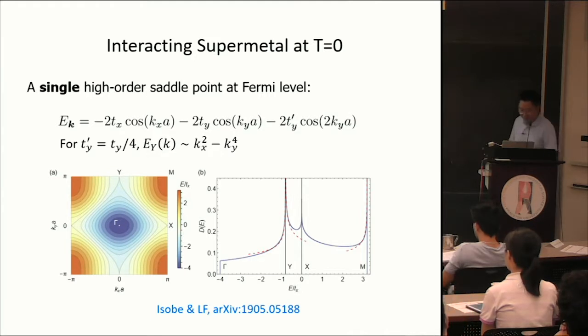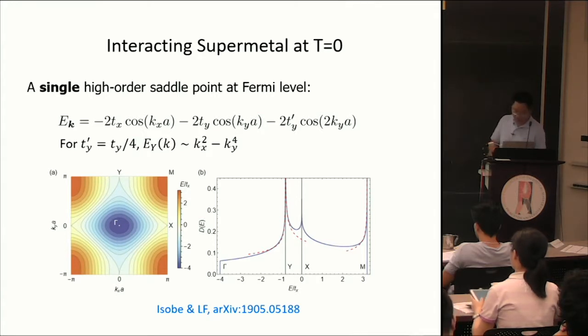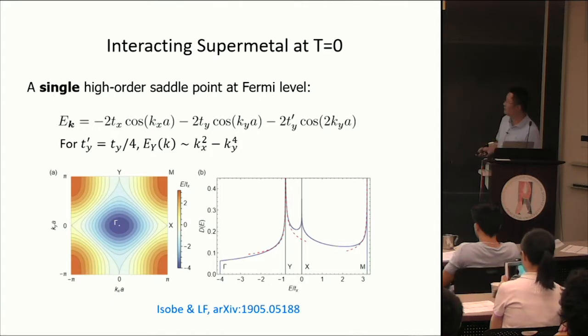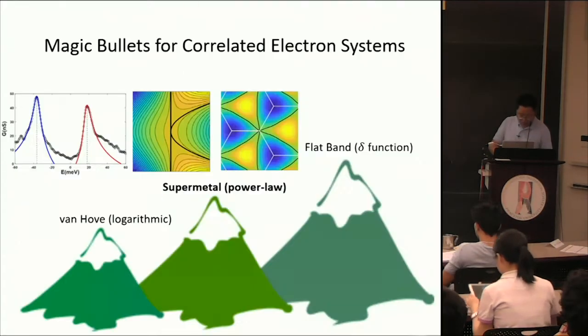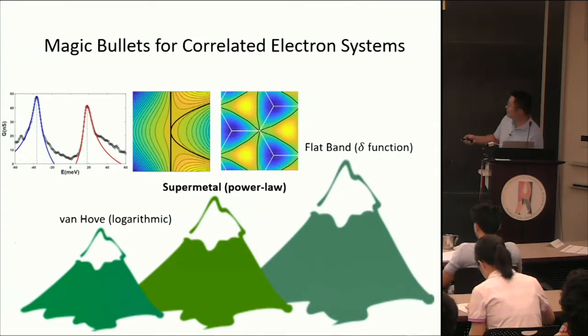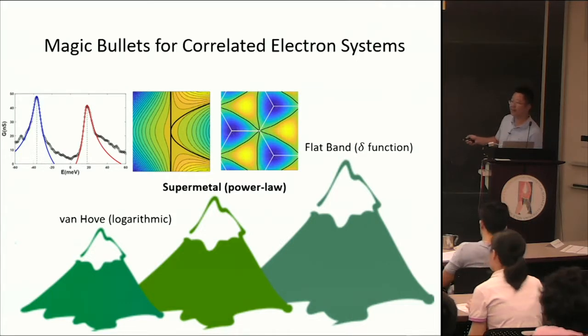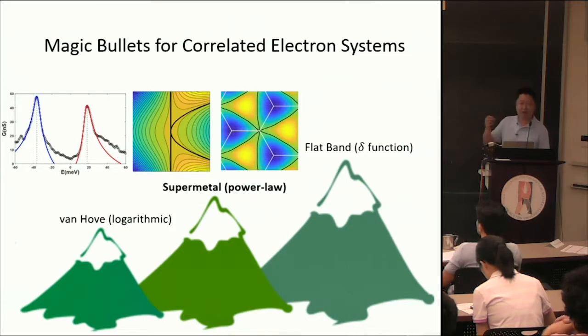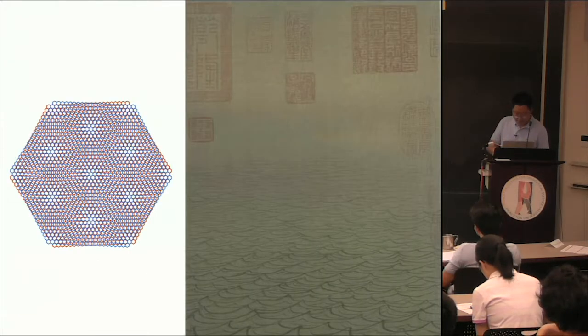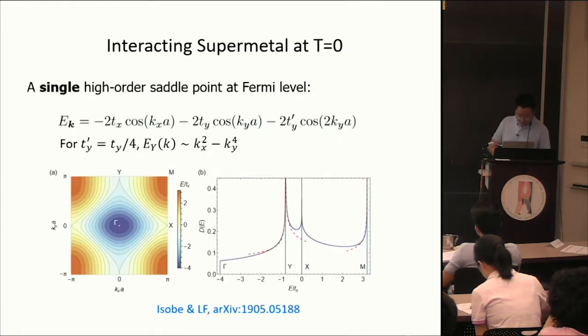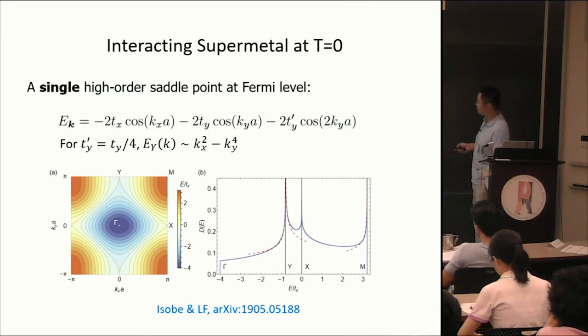So now I'm going to study the effect of electron interactions in this kind of supermetal. And now we're going to look at a different system. Remember that in twisted bilayer graphene, the Van Hove singularity occurs away from the time reversal invariant point. So they come in pairs, k and minus k. So it's more complicated. There are multiple high order Van Hove singularities related by time reversal symmetry right at the Fermi energy. So here, instead, we study a simpler model, which only has a single high-order saddle point at the Fermi level.